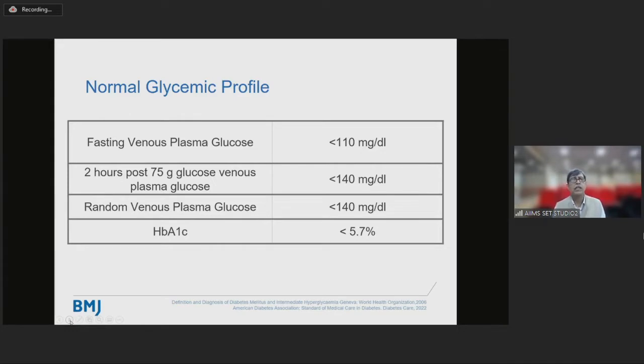If you were in the US, it would have been less than 100 milligram per deciliter. A 2-hour post 75-gram glucose venous plasma glucose, so it is not capillary blood glucose, it is venous plasma glucose, of less than 140 milligrams per deciliter. A random venous plasma glucose, which we equate with a post-load value, of less than 140, and a hemoglobin A1C done by a method which is part of the National Glycohemoglobin Standardization Program, which relates back to the DCCT study, of less than 5.7%.